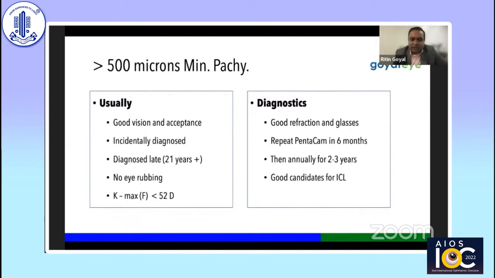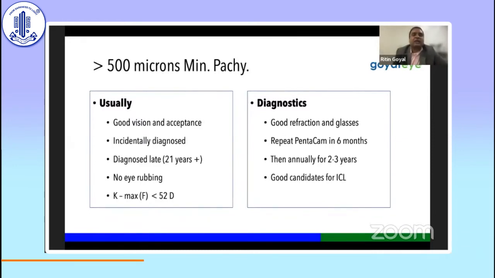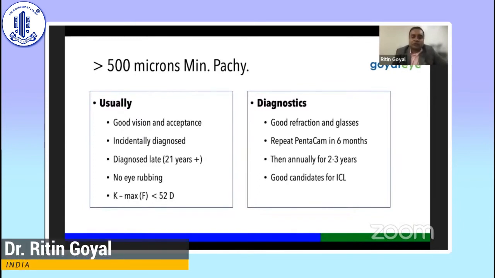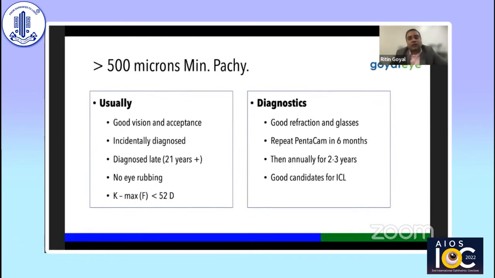They usually have Kmax in the late 40s, maybe in the early 50s. You can get good results with a good refraction and with glasses. So my diagnostic point for a refraction in these cases is don't try to completely treat the cylinder. Don't try to completely treat the myopia. Keep them slightly undercorrected. Patients tend to do much better with undercorrection as compared to full correction. If we are trying to do a full correction to your objective refraction, these patients will have a lot of strain and a lot of asthenopic symptoms.